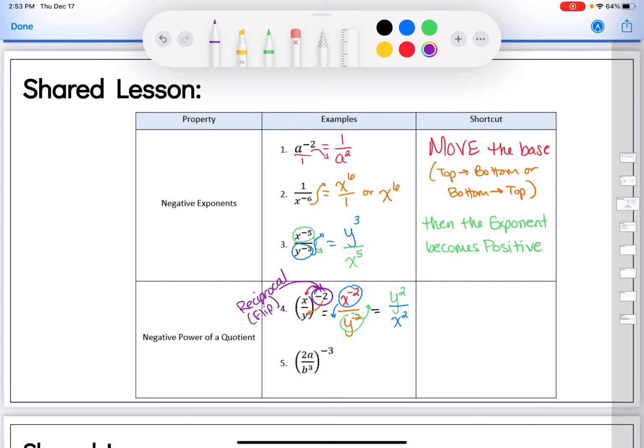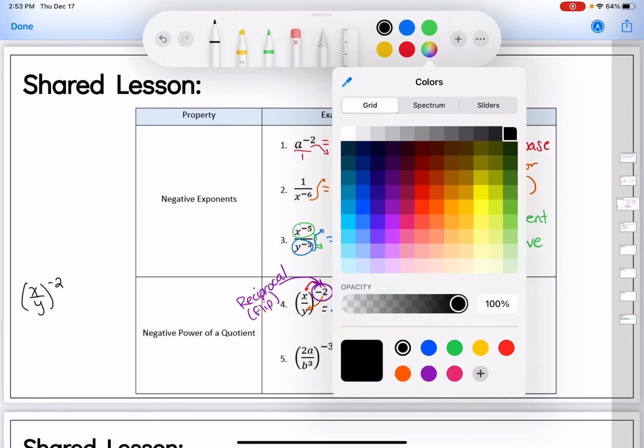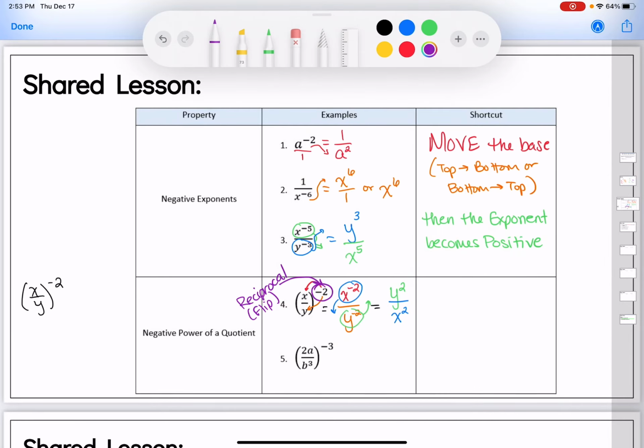Okay, so this is what I mean. I'm going to just work over here. So x over y to the negative second. And I'm going to think reciprocal here. Flip. So what that means is I'm going to become y over x. Notice I flipped it upside down. And now I just have a second power.